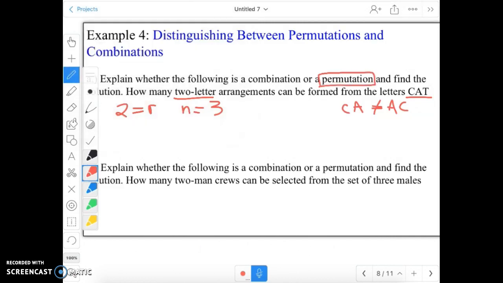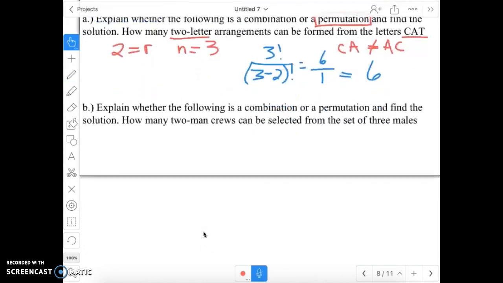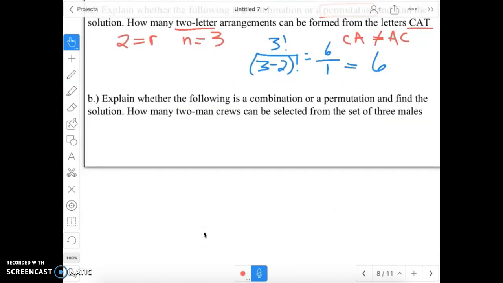Okay, so that means I'm going to be dealing with 3 factorial all over 3 minus 2 factorial. 3 because, again, N is 3 because there's 3 letters, and I'm choosing 2 at a time. So that's going to be 3 times 2, which equals 6 over 1. So there's going to be 6 total permutations of 2-letter arrangements for that word cat. The next one, explain whether the following is a combination or a permutation and find the solution. How many 2-man crews can be selected from the set of 3 males?